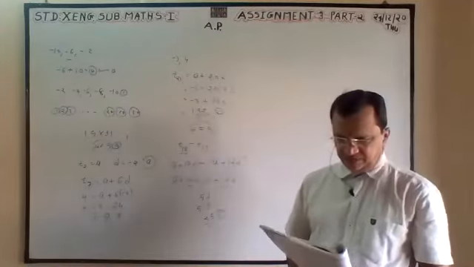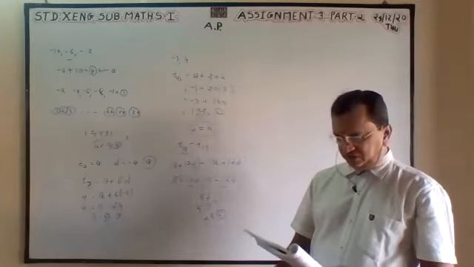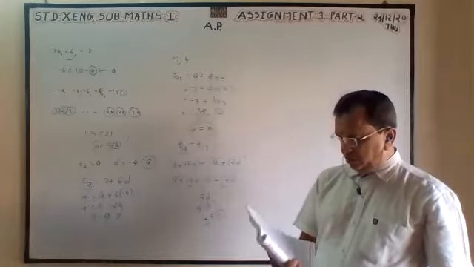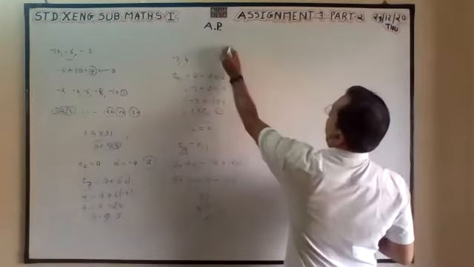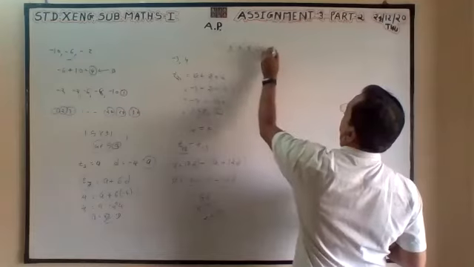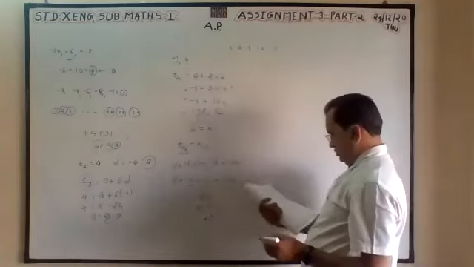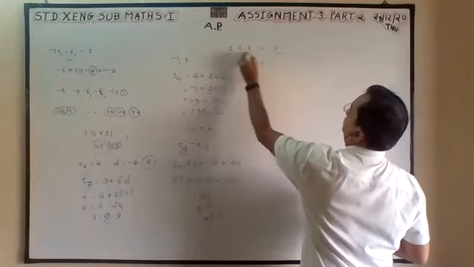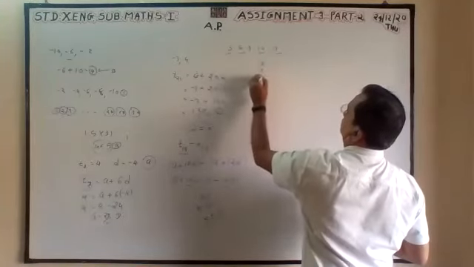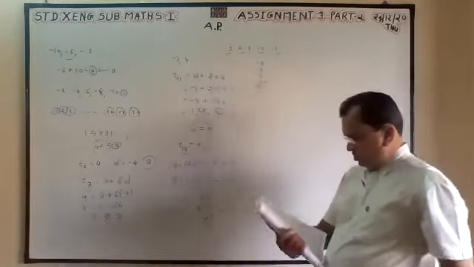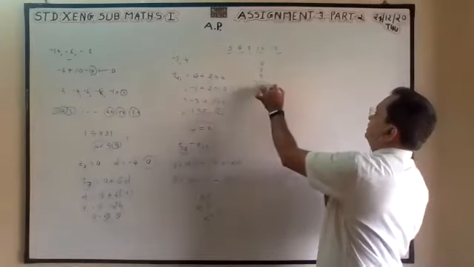It was my mistake. Sum of the first 5 multiples of 3: 3, 6, 9, 12, 15. We want the total. So this is 18, this is 18, this is 9. 9 fives are 45. So 45 is A.